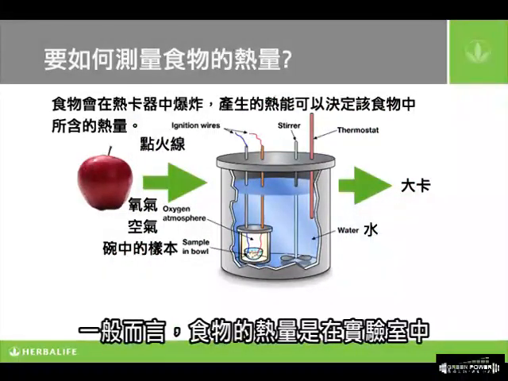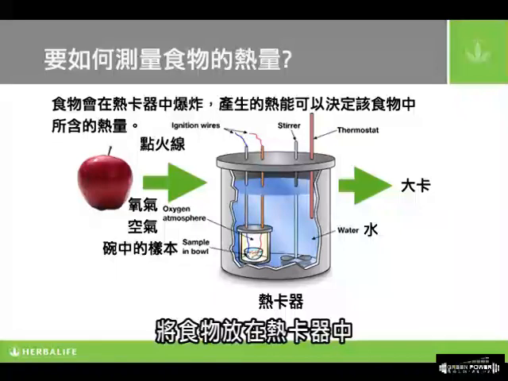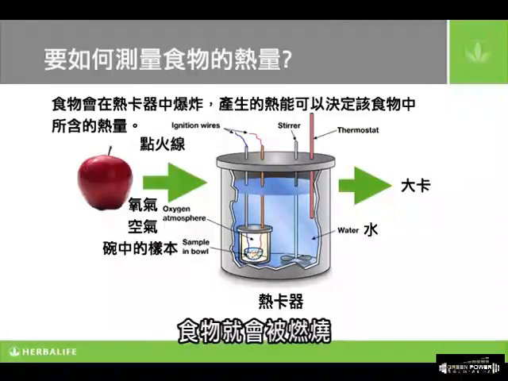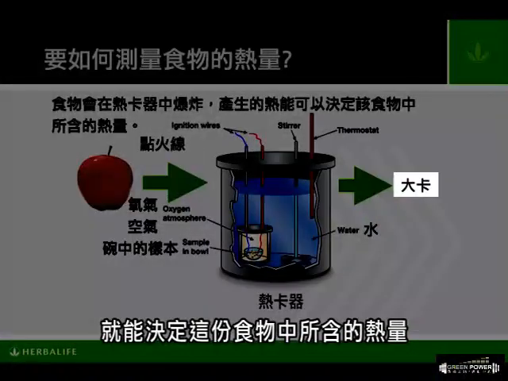Typically, food calories are measured in a laboratory using a device called a bomb calorimeter. When you place food in this box, the food is burned up, and the heat that is produced determines the amount of calories contained in that food.